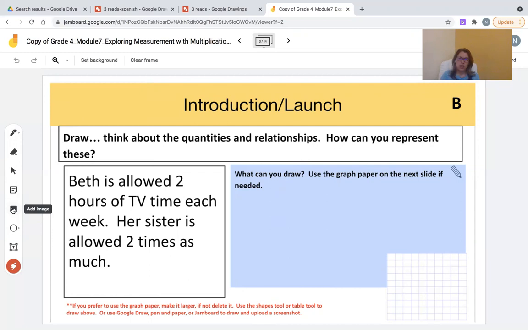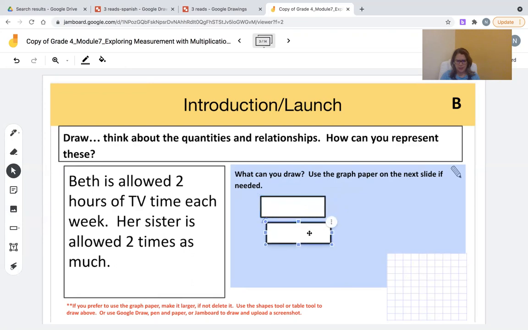Students and scholars, just to show you how to draw using the Google Jamboard, I am going to draw maybe a quantity or relationship that can be represented in this word problem. I'm going to select to use a tape diagram. So I'll click on the rectangle. I know that Beth is allowed 2 hours of TV time. So I'll click on one rectangle, and her sister is allowed 2 times as much. So I'll duplicate and place 1, 2 to show 2 times as much.